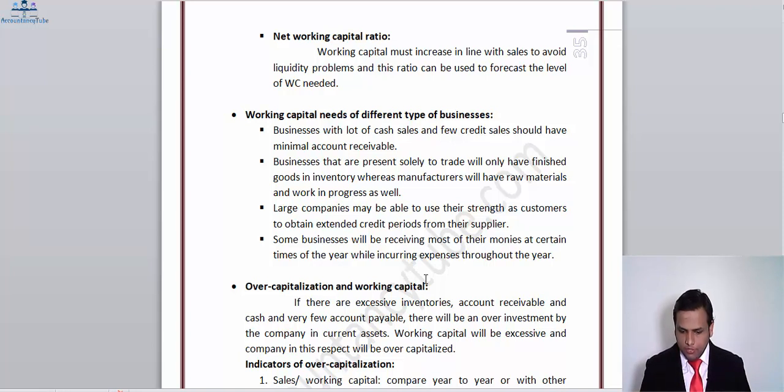Then, regarding seasonality, some businesses will be receiving most of their monies at certain times of the year while incurring expenses throughout the year. Now, if you talk about, let's say, a Christmas tree manufacturing company, they produce throughout the year, but their sales normally happen at Christmas. So they have to produce throughout the year to make goods available in the market, and they stock up all those goods, and when Christmas comes, they release all their goods into the malls, from where people buy them and then decorate their houses with.